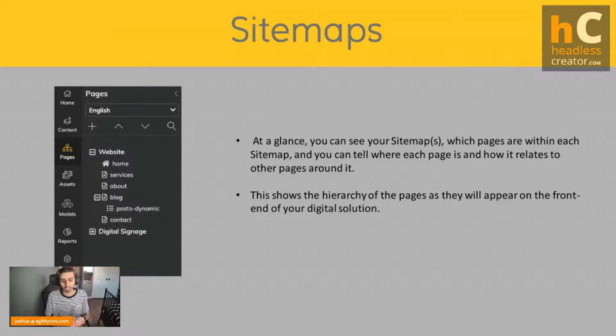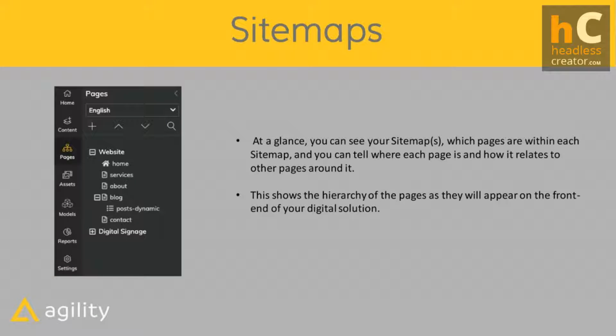At a glance, you can see your sitemaps and which pages exist in those sitemaps, and you can tell where each page is and how they relate to other pages around them. In the picture I have here, you can see I have two sitemaps created, one for my website and one for digital signage. And in my website sitemap, I have a home page, a services page, about page, a blog, and a contact page. This shows the hierarchy of all of the pages as they will appear on the front end of your digital solution.